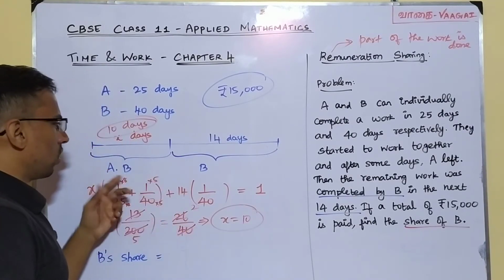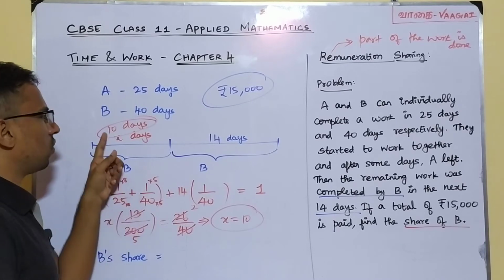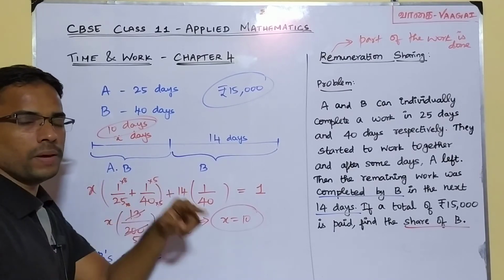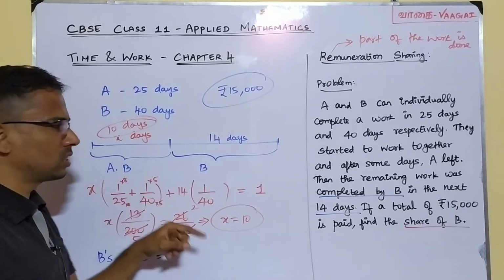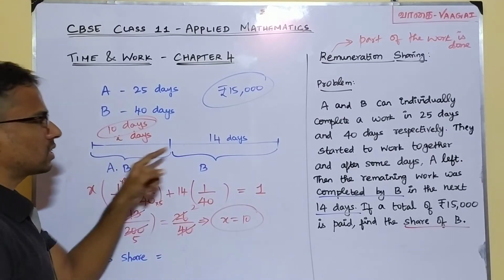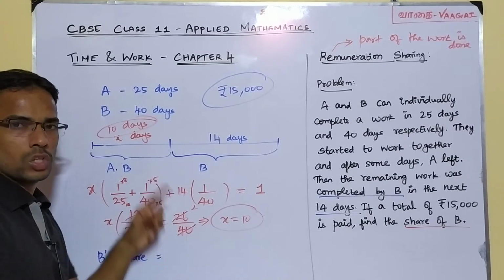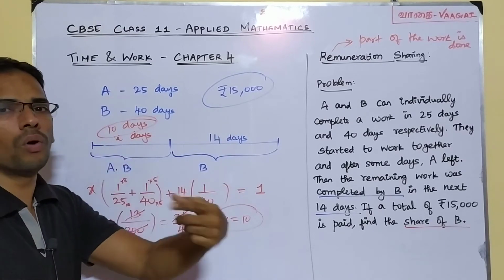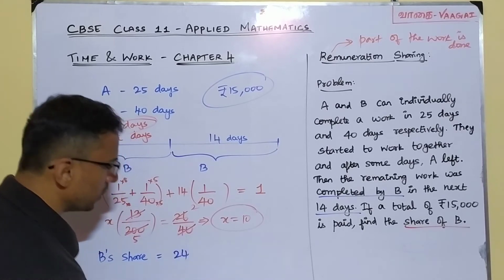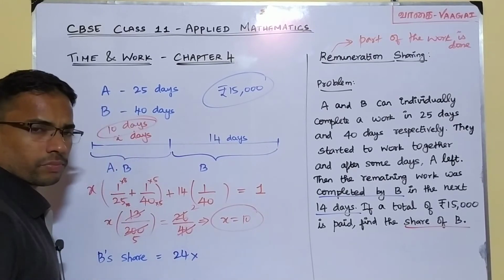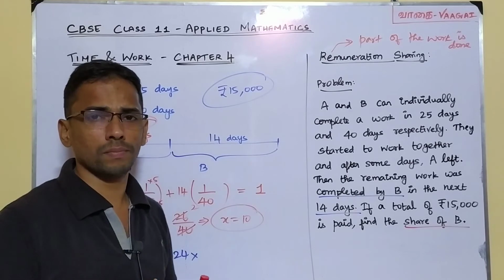Here A is working for only the first part, I mean this first 10 days. But what about B? B is working for the entire duration, the entire span. That means the beginning first 10 days and the last 14 days. So a total of 24 days B is working, right?